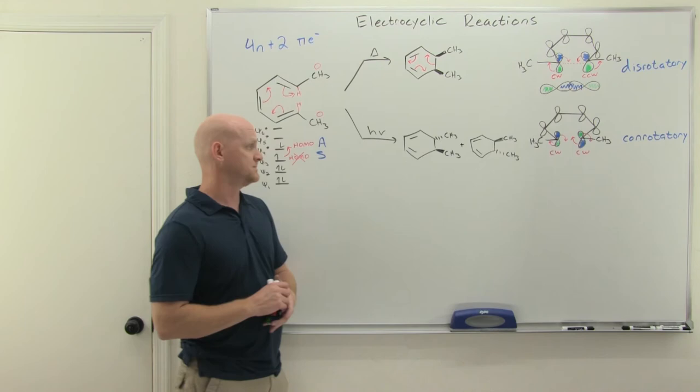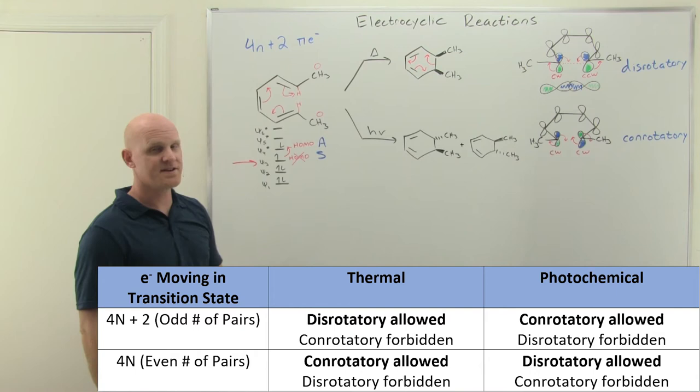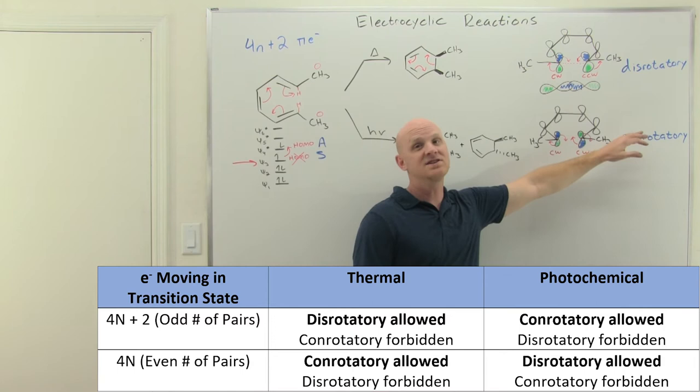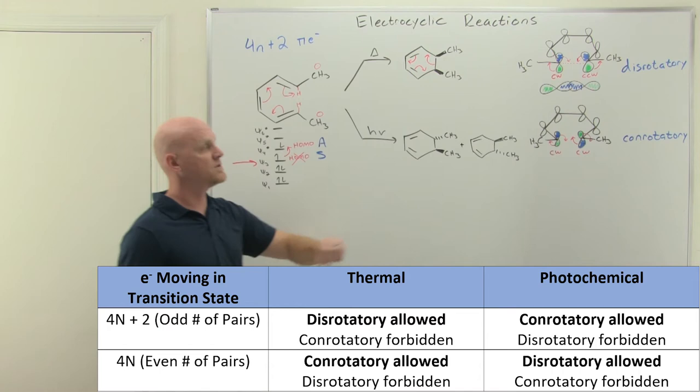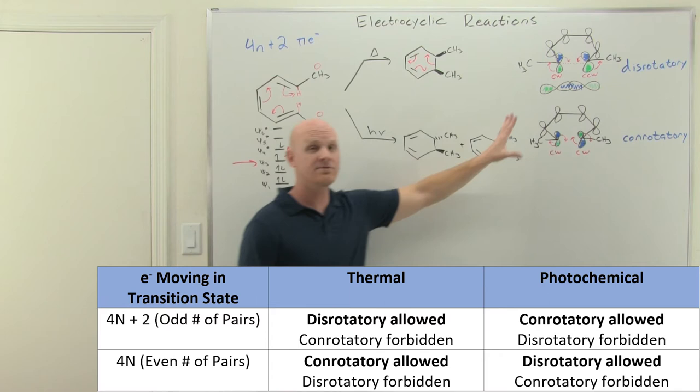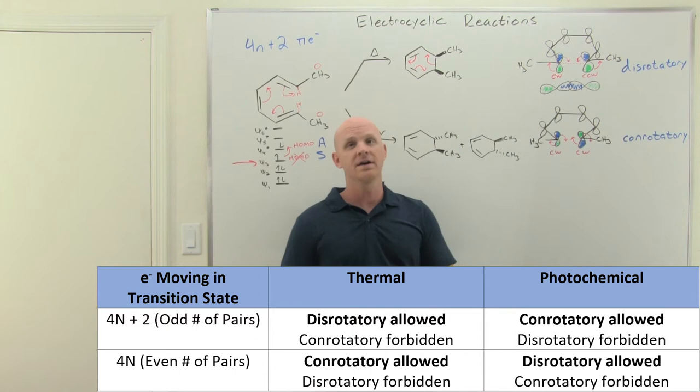All right, so this again was a 6 pi electron transition state, which is a 4n plus 2 number. And what we've now determined is that under thermal conditions, disrotatory is allowed, conrotatory forbidden. Under photochemical conditions, conrotatory is allowed and disrotatory forbidden. Another generalization we could make is that psi 3 was symmetric, and with a symmetric molecular orbital, it's disrotatory that needs to happen. That's allowed, therefore conrotatory would be forbidden. Whereas in the photochemical conditions, we're using psi 4 star, which is antisymmetric, and for an antisymmetric orbital, it is conrotatory that needs to happen, and it's conrotatory that would be allowed, therefore disrotatory would be forbidden.